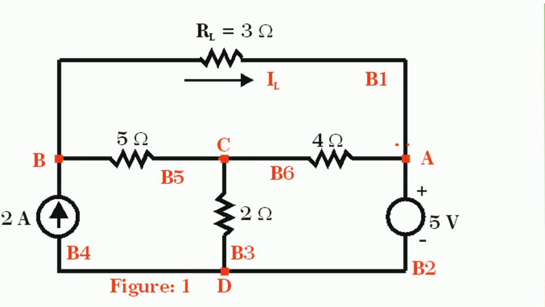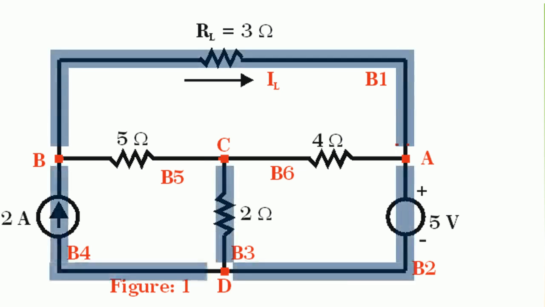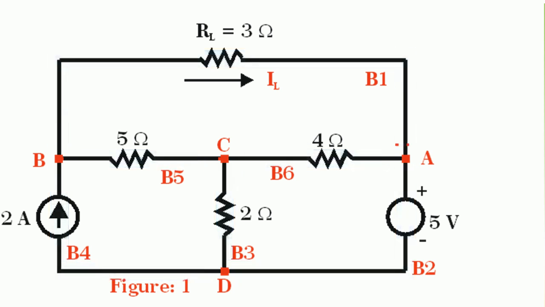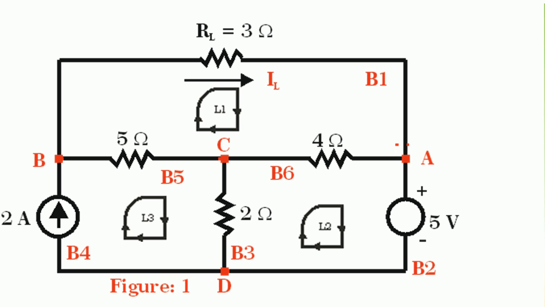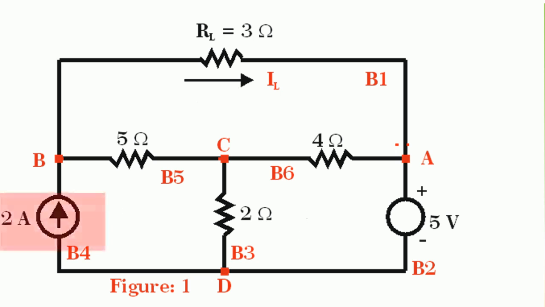It has 6 branches and they are B1, B2, B3, B4, B5 and B6. The network has 3 independent loops and they are L1, L2 and L3. Also, it has one ideal current source of 2 amperes and one ideal voltage source of 5 volts.